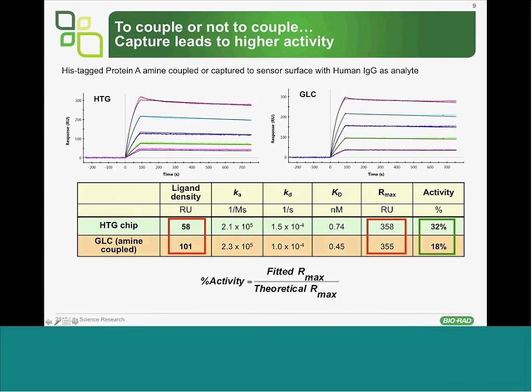The fitted Rmax versus the theoretical Rmax. While in the GLC coupled chip, compared to the amine coupled chip, you get 18% of activity, and so you can see that the tag gives double the activity that I get with the amine coupling. In both cases, just to tell you, the Rmax is too high. We said we should get an Rmax of about 200, and here you can see that the Rmax is about 350. So one can do this experiment with lower Rmax, and it will only benefit.